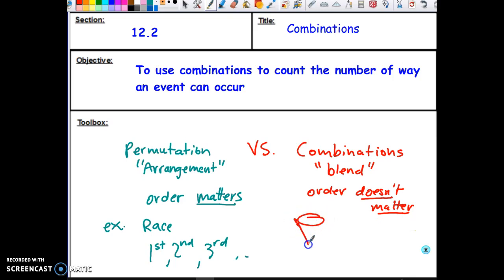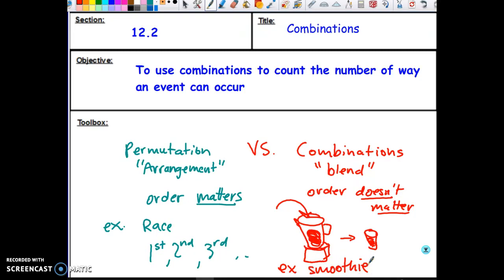If I have a blender full of stuff, right? Let's say you have a blender at home and you have a little mixer and they have the buttons up here, right? And I need to throw all my fruit inside of this blender and I turn it on and it just starts going and blends everything together. Once I get my smoothie, I don't really know what order things were put in because it's all blended together. So an example would be a smoothie for a combination because order doesn't matter.